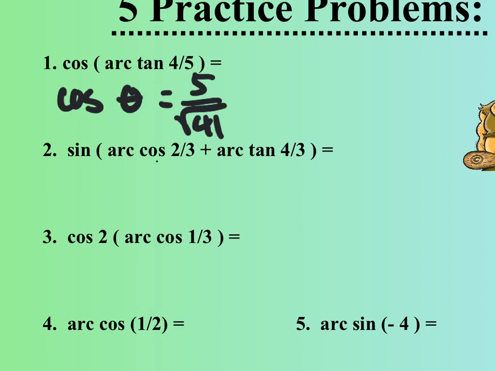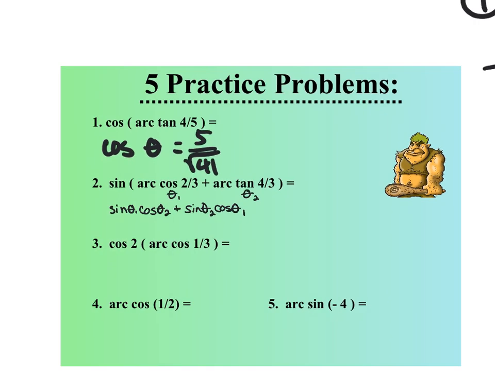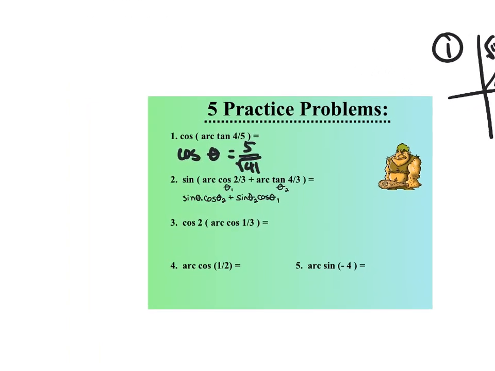Do you see that? That this could be theta 1 and that's theta 2. So I think this is the sine of theta 1 cosine theta 2 plus sine of theta 2 cosine of theta 1. And we have to figure out theta 1 and theta 2. So I'm going to back up a little bit. We'll do this over here.